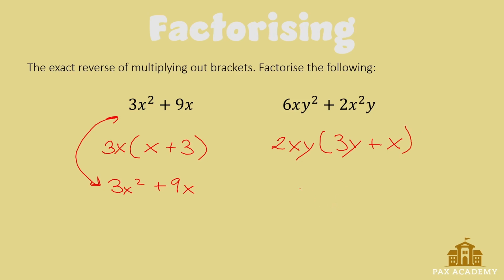Okay, excellent. Again, let's check if we're right. 2xy times 3y, so 2 times 3 is 6, x, and then y times y is y squared. 2xy times x, so 2x times x is x squared, and then we have a y. So as you can see, we get the exact same answer. Excellent.